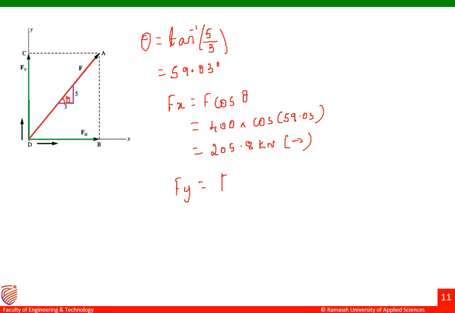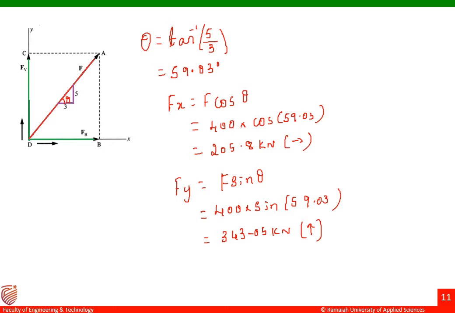Similarly, we can go for the y component. Fy equal to F sine theta. We'll substitute the answer here: 400 into sine 59.03. So we'll get the answer for this as 343.05 kilonewton. So let me write the direction like this.